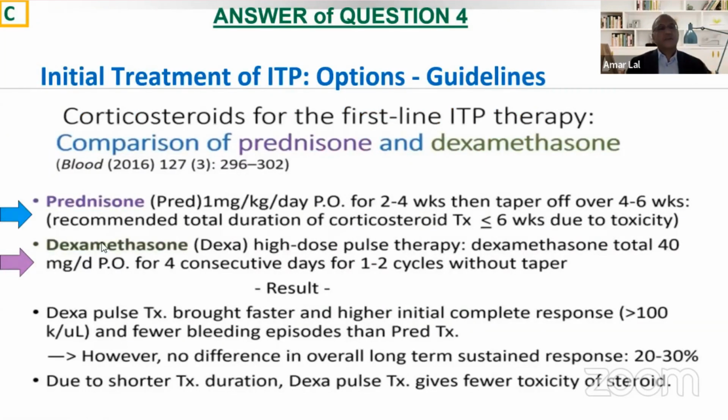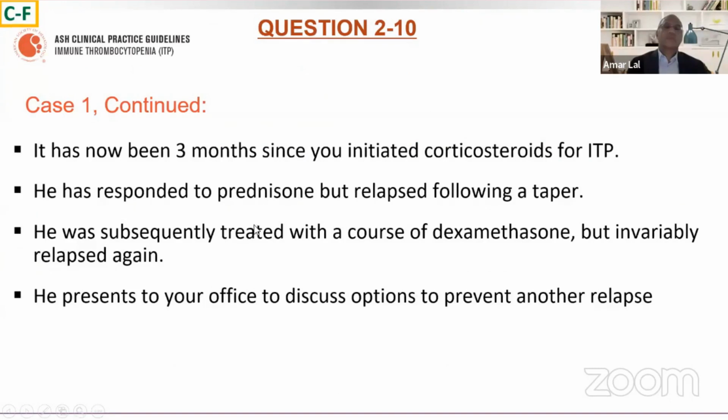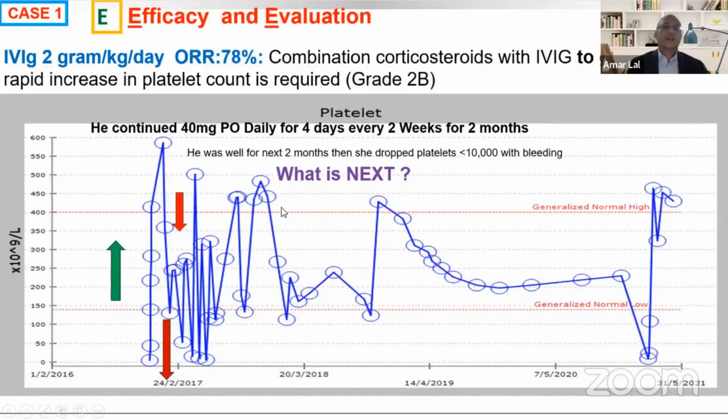So what initial treatment? You can use either prednisolone or dexamethasone. It's up to you. Both are fine, but dexamethasone pulse is faster and has a higher initial complete response. Otherwise, both have the same efficacy. However, in this patient, 6 weeks of the steroid was used, then tapering. But the thing is, again, the disease came back. Here you can see it went down again to 10 to 15,000.